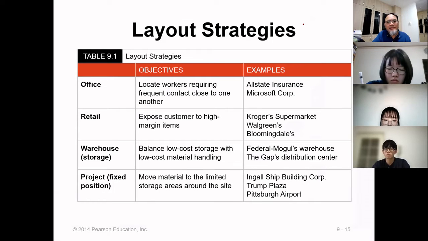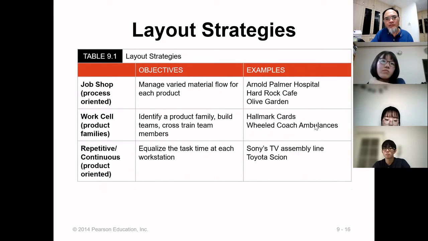Okay, so all these types of layout depend on the strategy. So there are objectives that I've shown just now, right? Retail, to expose customers to high value items. Office, so you want to locate workers and equipment close to each other so that there is contact. Warehouse, you need to balance low cost storage. You can see all these examples. You can Google and find out the objectives and all the examples. Okay, project layout, I will show you after this.